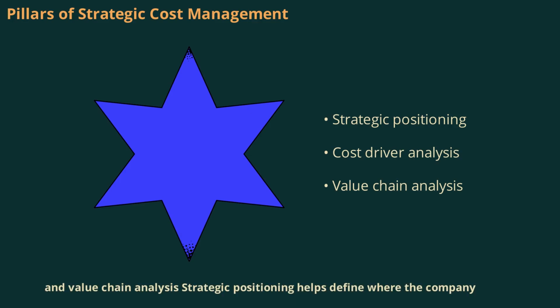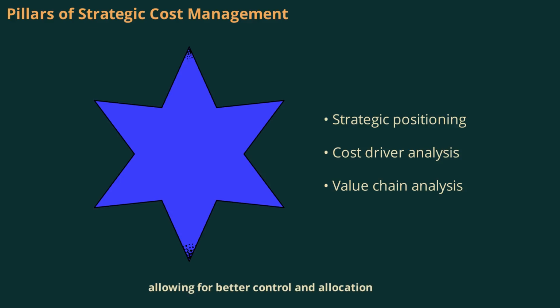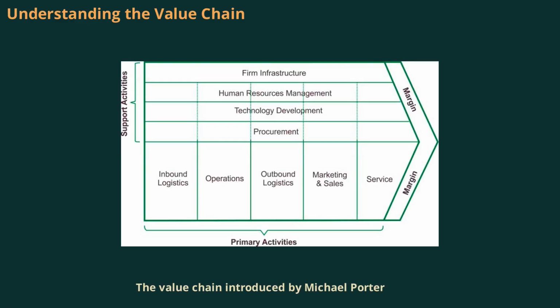Strategic positioning helps define where the company wants to compete and how it differentiates itself. Cost driver analysis identifies the factors that cause costs to change, allowing for better control and allocation. Value chain analysis examines all activities that add value to the product or service, helping to identify opportunities for cost leadership or differentiation.